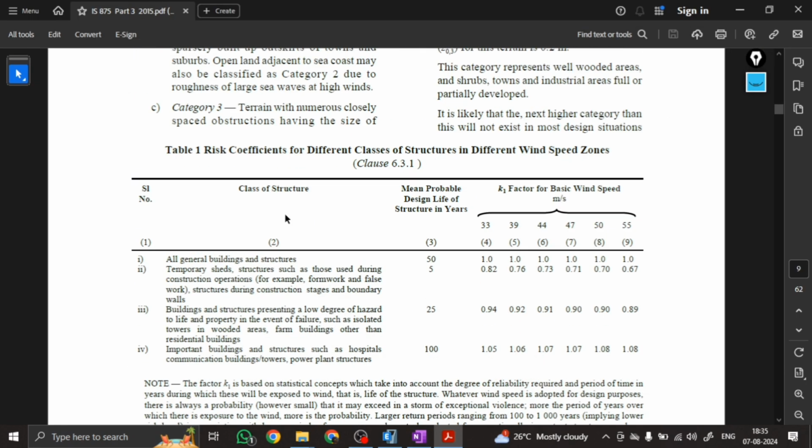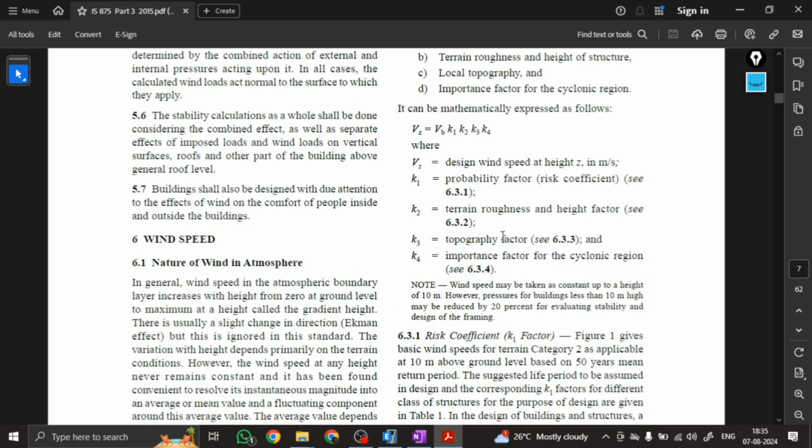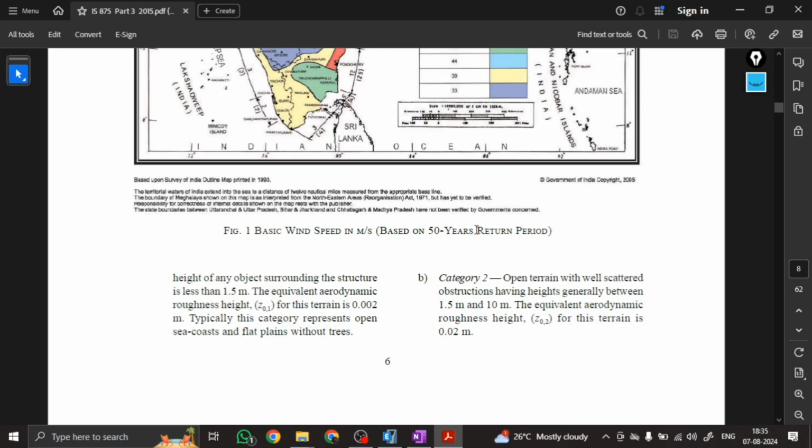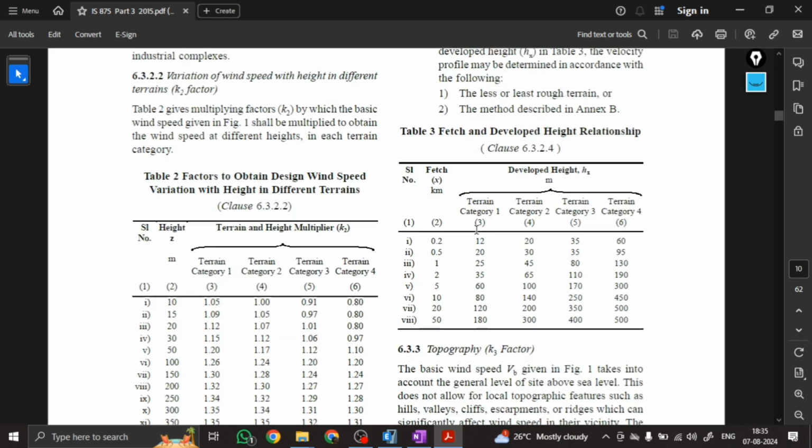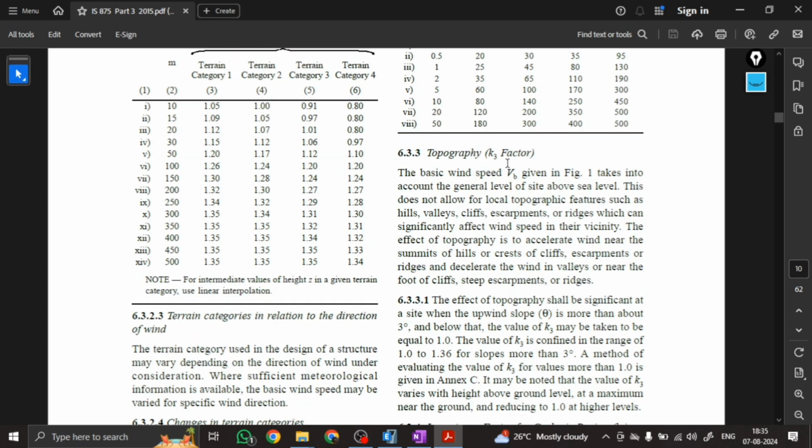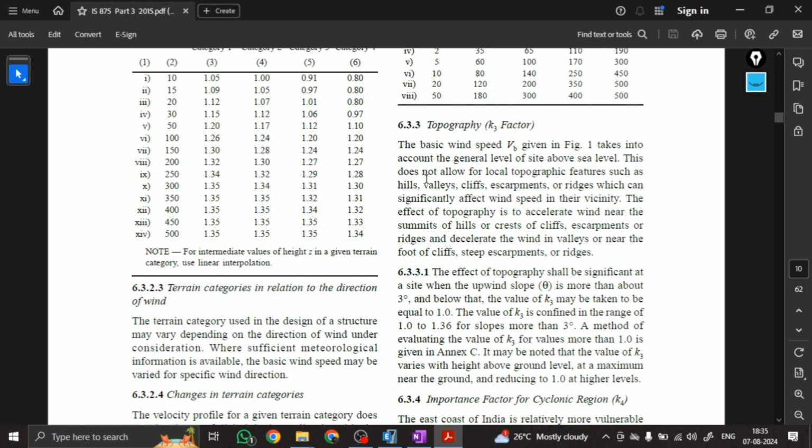Now K3, where is it? See here, K3 is the topography factor, clause 6.3.3. This is our topography K3 factor. Here the basic wind speed VB given in figure 1, which we have already seen, takes into account the general level of site above sea level. This does not allow for local topographic features such as hills, valleys, cliffs, escarpments or ridges, which can significantly affect wind speed in their vicinity.